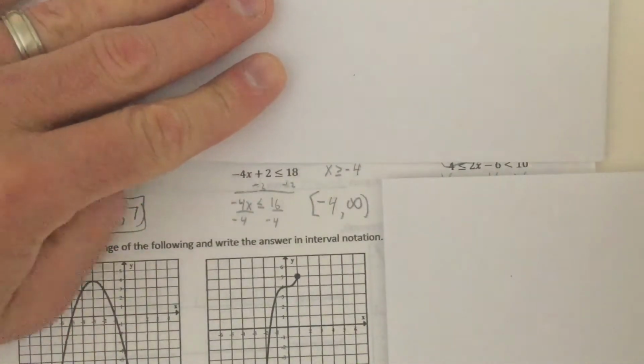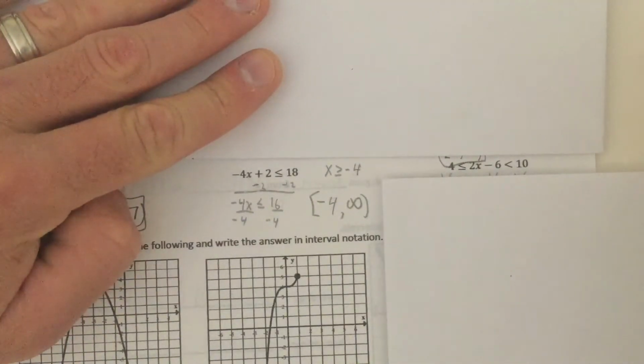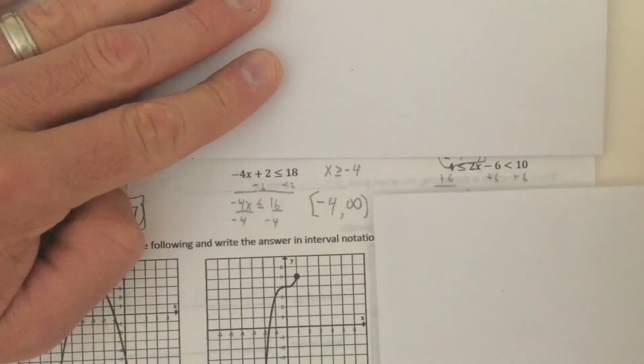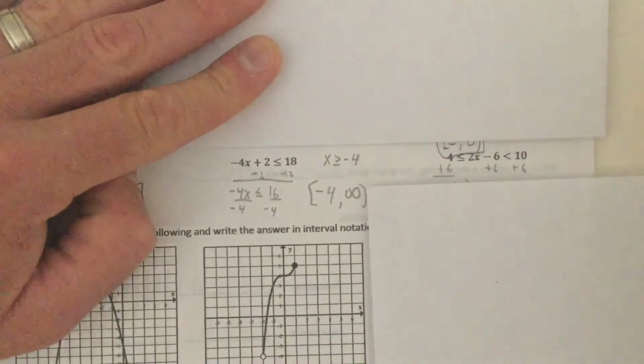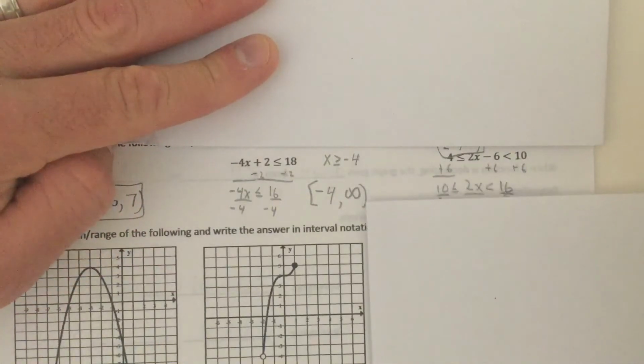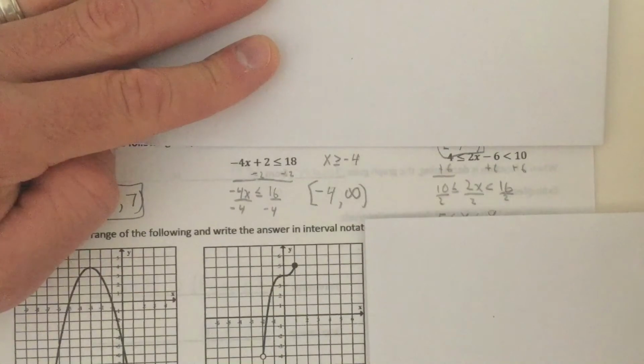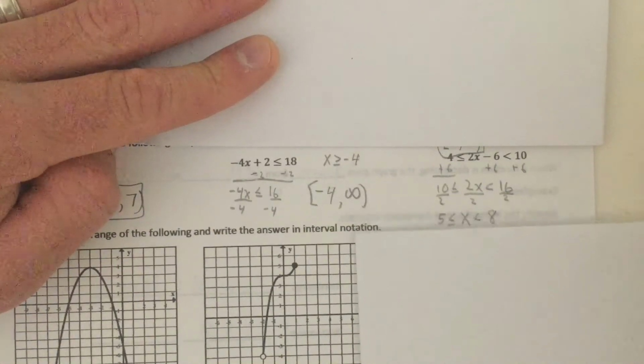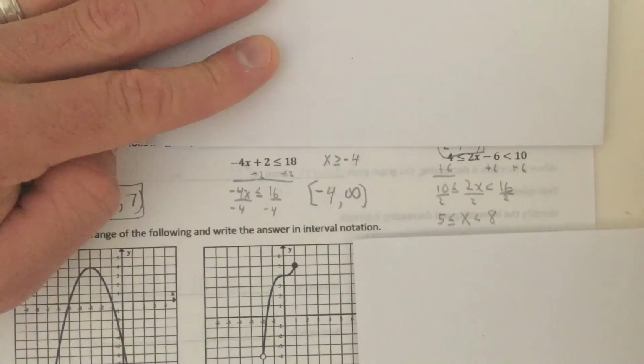So I'm going to just do the operation to all sides. So here I would actually add 6 to all sides because I want to get rid of that minus 6. I'm trying to get the x by itself. So I'd add 6 to all 3 sides, giving me 10 is less than or equal to 2x, which is less than 16. I then want to get the x totally by itself, so I divide everything by 2, which would be the same as 5 is less than or equal to x, which is less than 8.